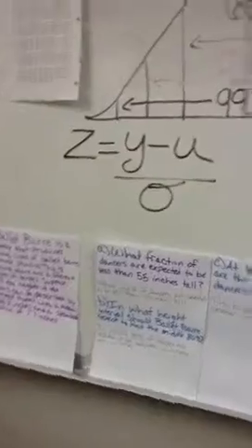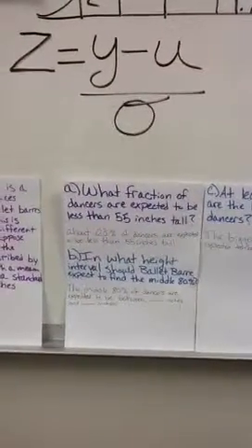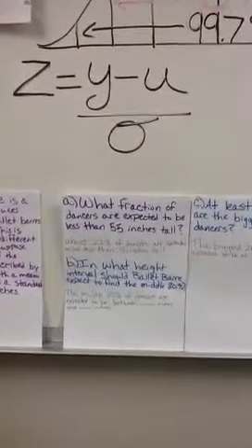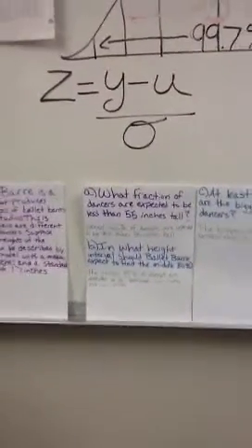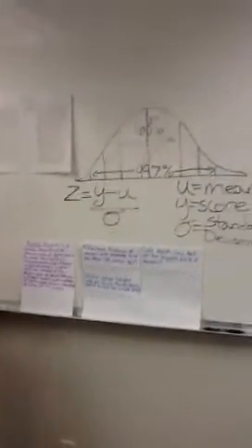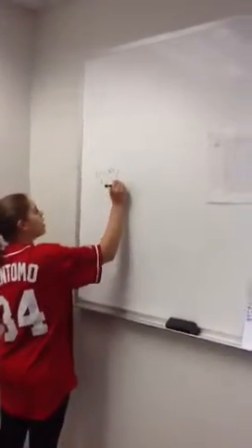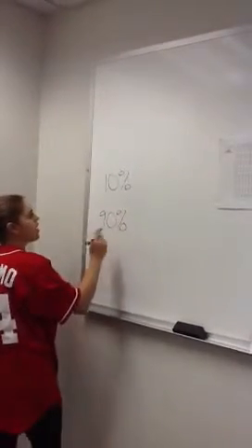Okay, part B. In what height interval should Ballet Bar expect to find the middle 80%? Out of 100, that means there's 20% left. So you find the 10% and the 90%. And this is the area.